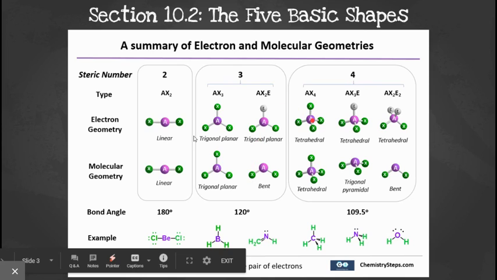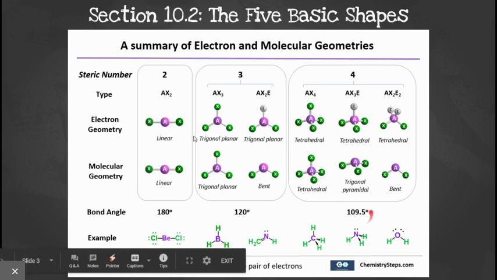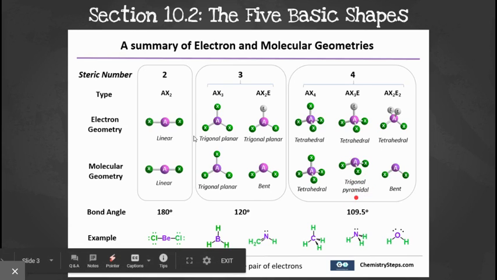Okay, and then tetrahedral has 4 atoms bonded to the central atom, and it's going to have a bond angle of 109.5 degrees. If you replace one of those bonded atoms with a lone pair of electrons, you're going to have a slightly smaller bond angle here.